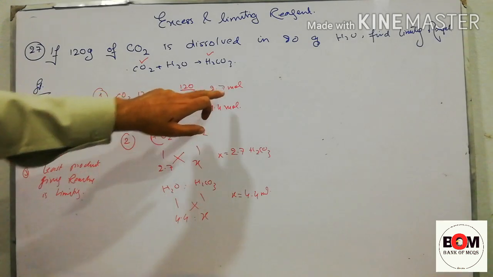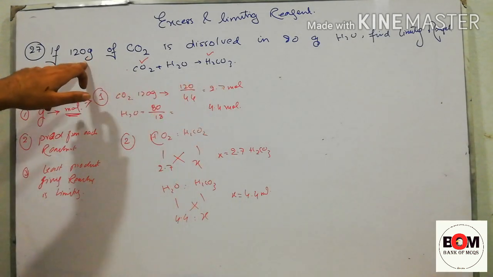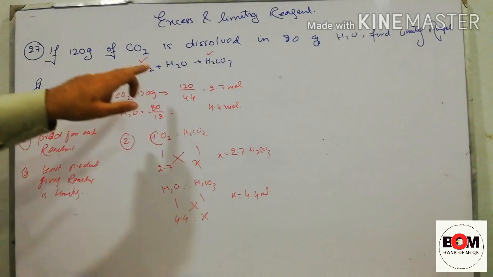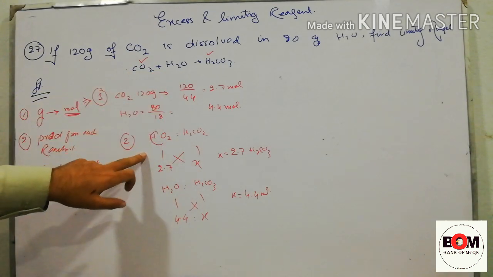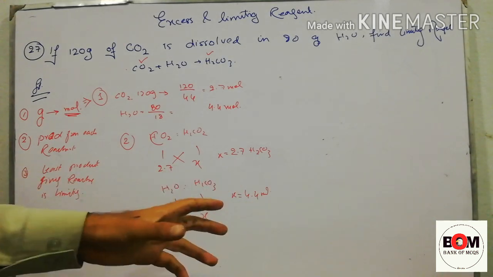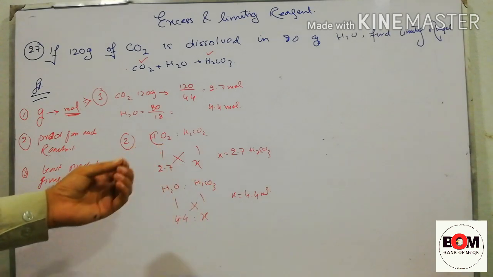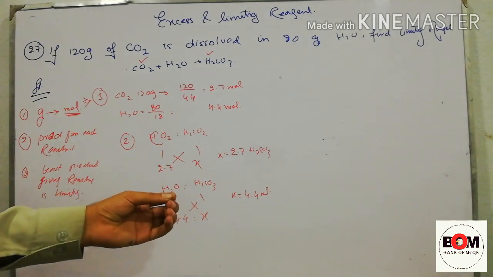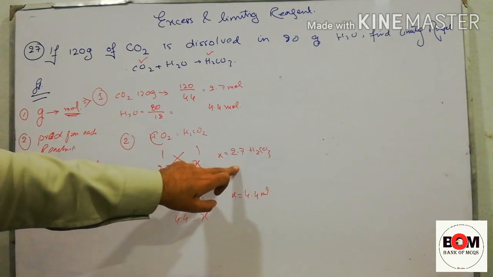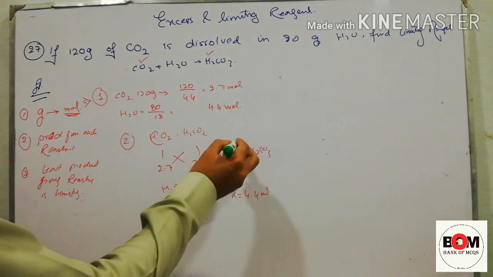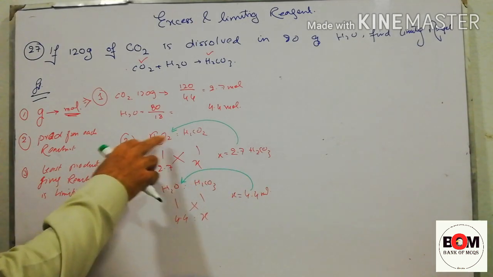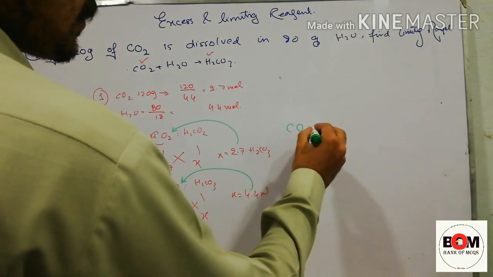So step number one, gram into mole. We converted gram into mole, that is 2.7 mole carbon dioxide and 4.4 mole water. The next step is to find the product, H2CO3, from CO2 as well as water. CO2 gives the value 2.7, and H2O gives us 4.4. Now, what is the answer? This is not much tricky, it is simple. The H2CO3 produced in the first case is 2.7, in the second case is 4.4. 2.7 is formed from CO2, and 4.4 is formed from H2O. So CO2 gives the least product, so CO2 is limiting.